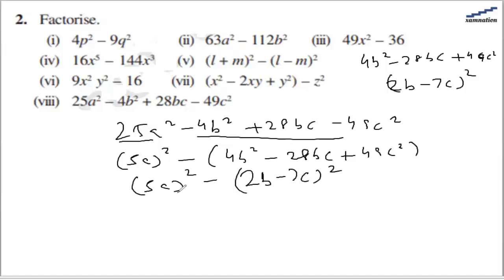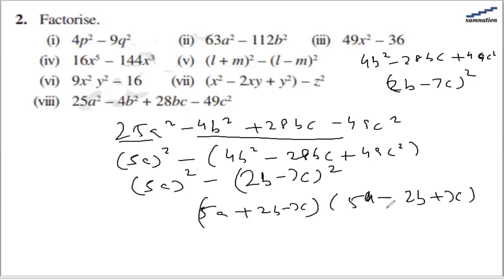So it is of the form a square minus b square. Let's solve this: the first term is 5a plus 2b minus 7c, and the second term is 5a minus 2b plus 7c. So these are the two factors of the eighth part.